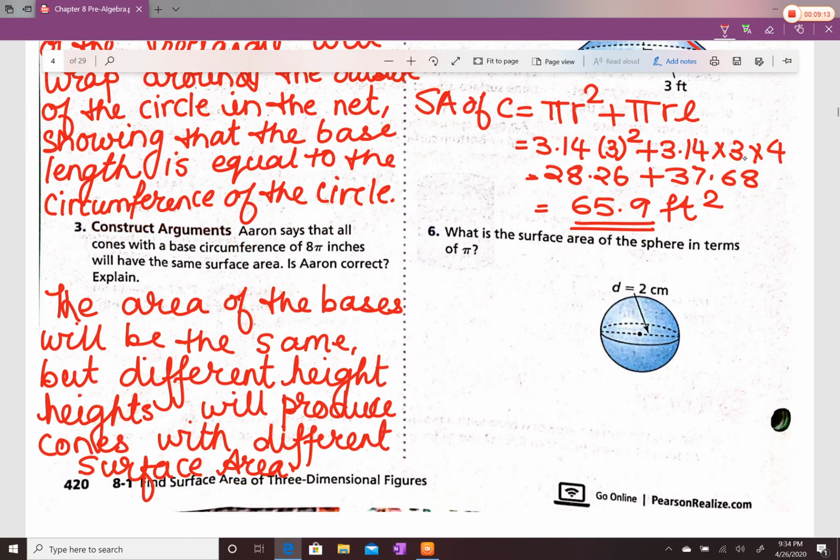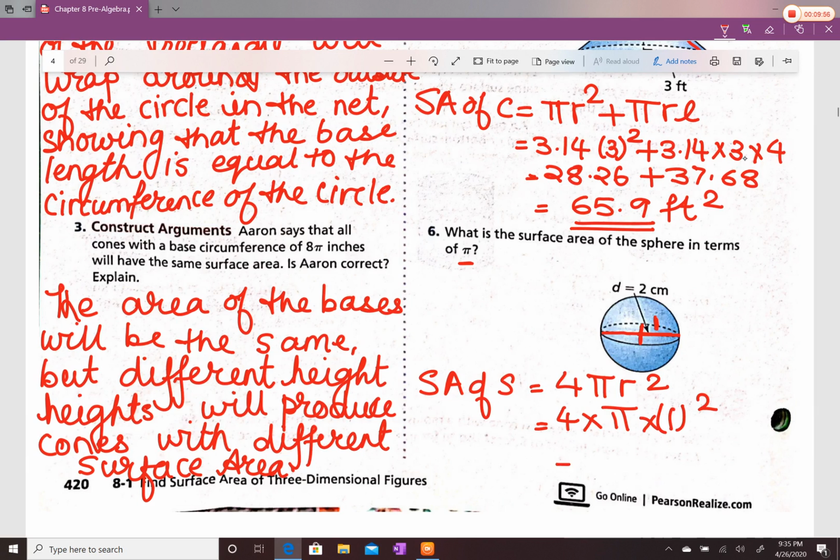Last is, what is the surface area of a sphere? So the surface area of a sphere formula is 4 pi r square. Now they told us to write in terms of pi. That means we are not supposed to use pi as any number. So pi will be pi. And if you see, they told the diameter is 2. If the diameter is 2, that means radius is 1 because it is half. So 4 times, this is where students can make a mistake and you have to avoid that, times 1 square. So 1 square is 1, times 4 is 4. So your answer is 4 pi. Unit is centimeter square. I hope you understood this lesson.